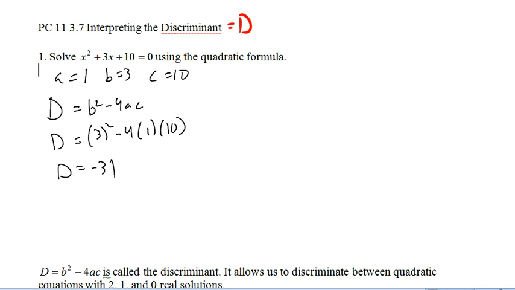Okay, and remember last time we talked about the first thing we do with big D when we put it in the other formula is square root it. So we already know that this guy's no solution. Okay, and that's why big D is called the discriminant. We can use it to discriminate between different numbers of solutions. We can tell the difference between different numbers of solutions with big D. For example, if big D is negative, we know it's no solution.